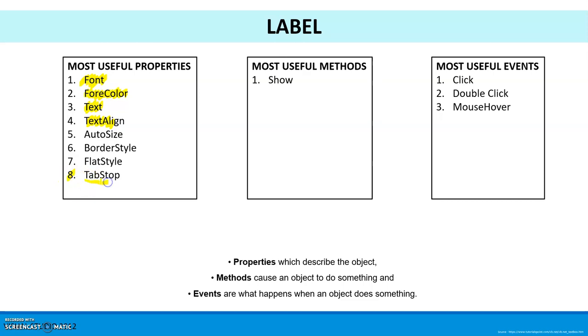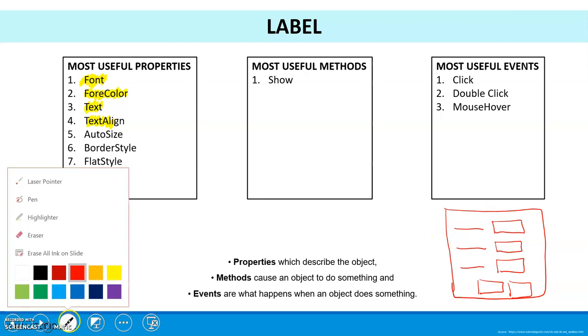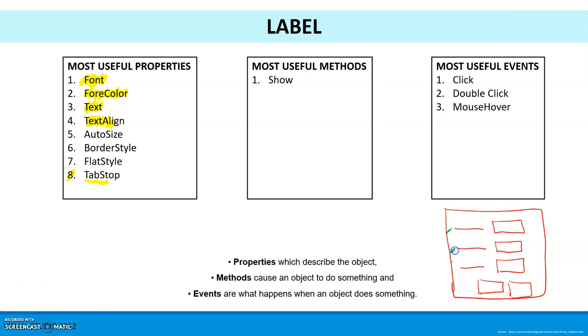Tab stop. Why tab stop? Suppose here we have a form, and when we take components on the form, let's say first I have taken a label, then a text box, then a label, then a text box, then a label, then a text box, and then some buttons. In this case, when you drag and drop the components, each and every component has its own tab index.